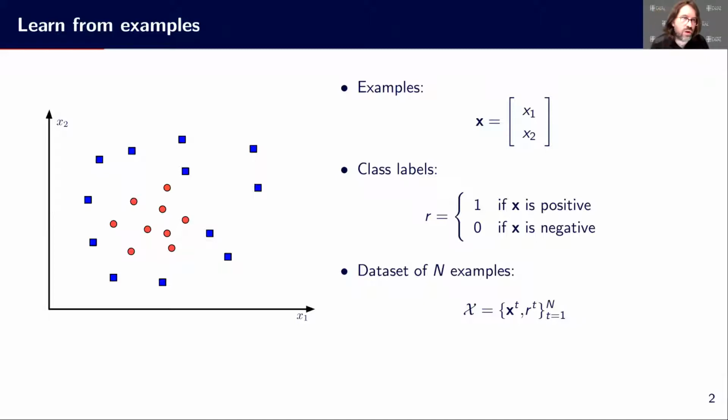And that is put into a data set, which we call big X in calligraphic font. So this big X is in fact a set of n instances, t from 1 to n. So every element is in fact a pair x^t, r^t. Here the t is not an exponent, it's really just an index. So this is the index of example t: x^t is the example for the t-th sample, and r^t is the associated label to that t-th sample.